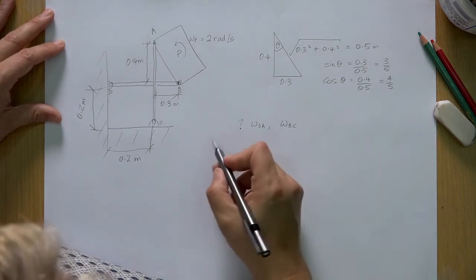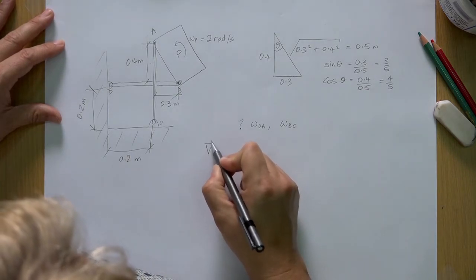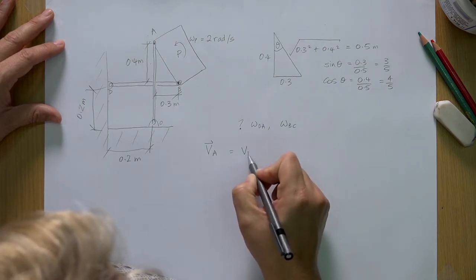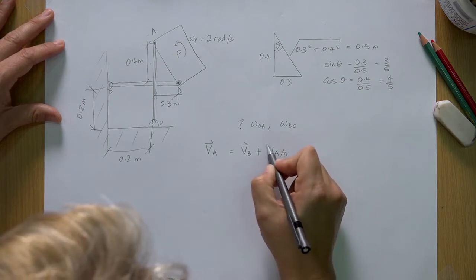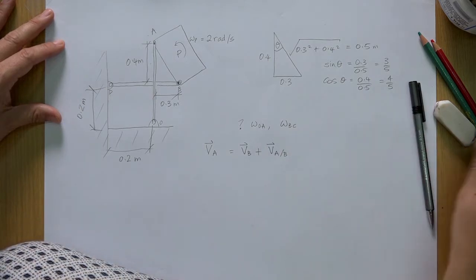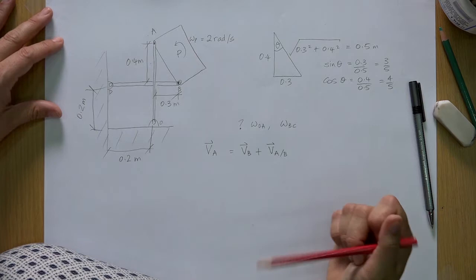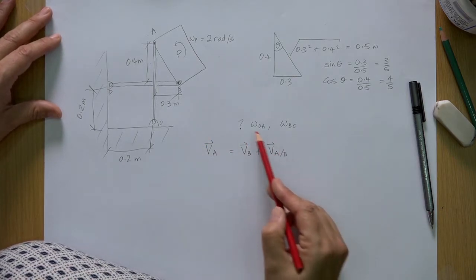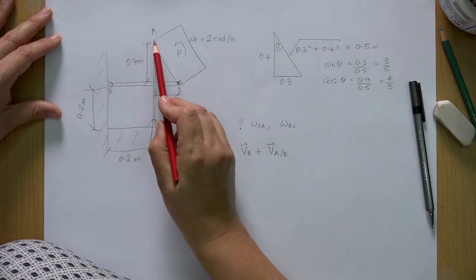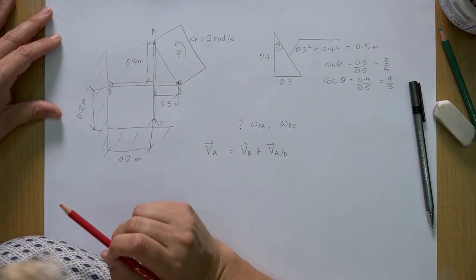We're going to do this problem using the relative velocity equation. VA equals VB plus VA relative to B. And so the first thing to do in starting to understand this problem is make sure we understand what direction these velocities are. What is the velocity of point A?